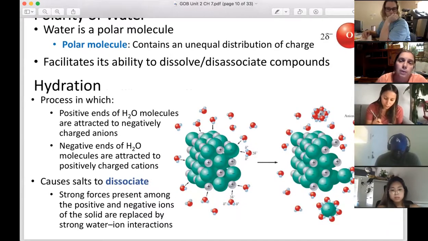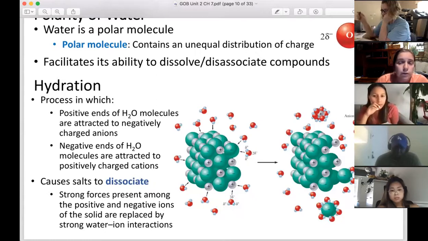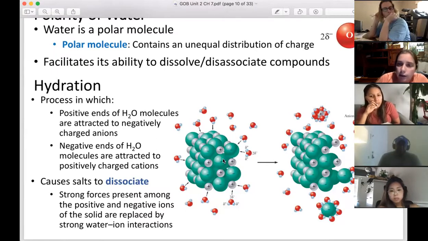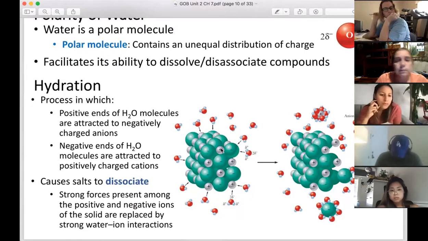So up until now, you may have been comfortable with the idea of using the words dissolve and dissociate interchangeably, but they're really not. They mean two different things, and we're going to talk about that a little bit. But in either case, let's say this green and silver thing is an NaCl molecule, like a square of table salt, where the greens are the chlorines and the silvers are the sodiums.